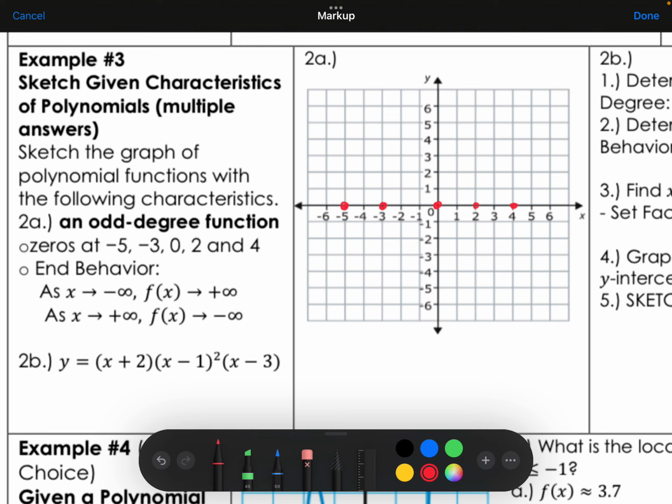It's an odd degree function, which means they're going to end in opposite directions. But the end behavior is going to tell me which way it's going to go on each side. So that means that on the left side it's going to be going upward, and on the right side it's going to be going downward. And I got that from here.